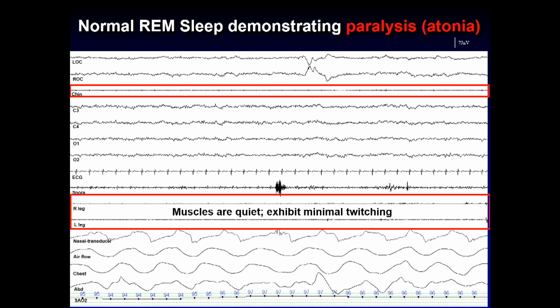Now, this is a 30-second epoch from a sleep study, okay? A 30-second page from a sleep study. And this is what normal REM looks like. What I want you to focus on is the red boxes. In those red boxes, that's EMG, that's the muscles. So the chin muscle, and then the right leg and the left leg. What I want you to notice about those lines is that they're very flat. They don't move much. And what that means is that the muscles are quiet. They're not twitching much. They're paralyzed. Okay, so this is what normal REM looks like. Our muscles are unable to contract.